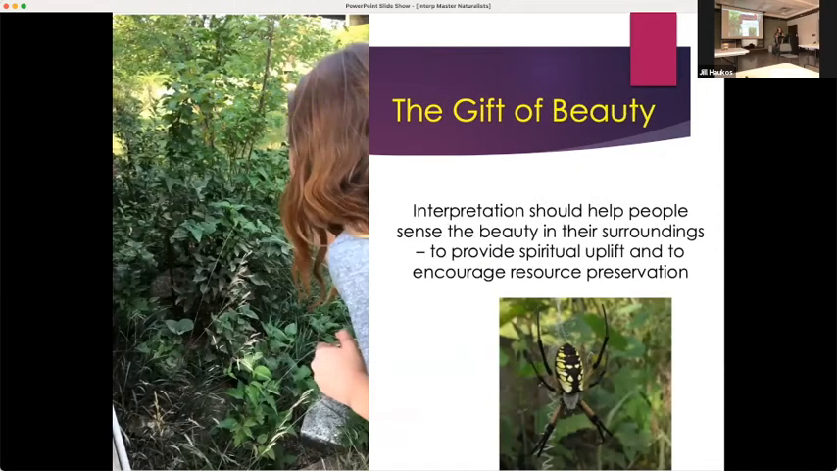Interpretation should help people sense the beauty in their surroundings to provide spiritual uplift and to encourage resource preservation. Again, we're provoking preservation. But in order to see the beauty in the mundane, sometimes you have to experience it for yourself. But spiders are a good example, snakes are a good example, the things that are scary and gross that you want to stomp on.